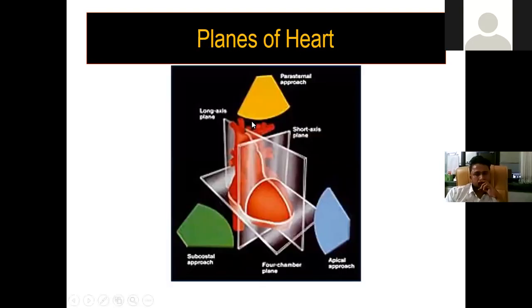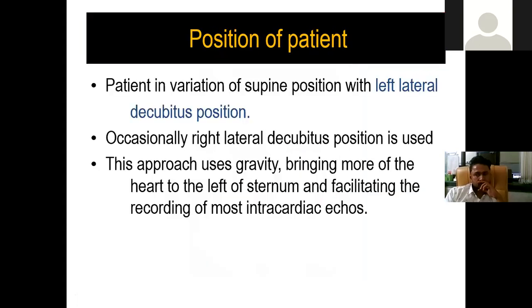This is a pictorial one. This is a 3-dimensional picture of a heart. If I'm doing a long axis, this is a cut of a long axis. If I'm doing a short axis, this is a cut of a short axis. And if I'm doing a 4-chamber plane, this is a cut of the 4-chamber plane. So when we talk of a heart, we'll be talking of long, short, and 4-chamber planes.